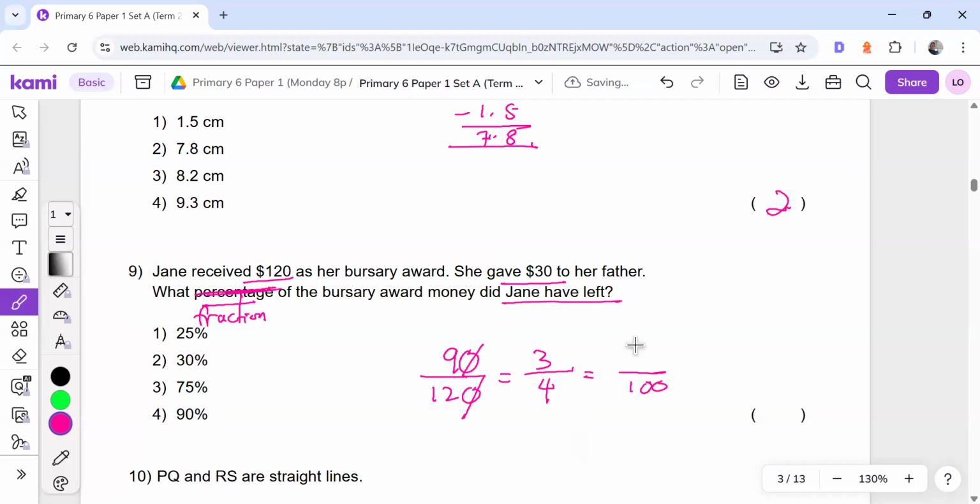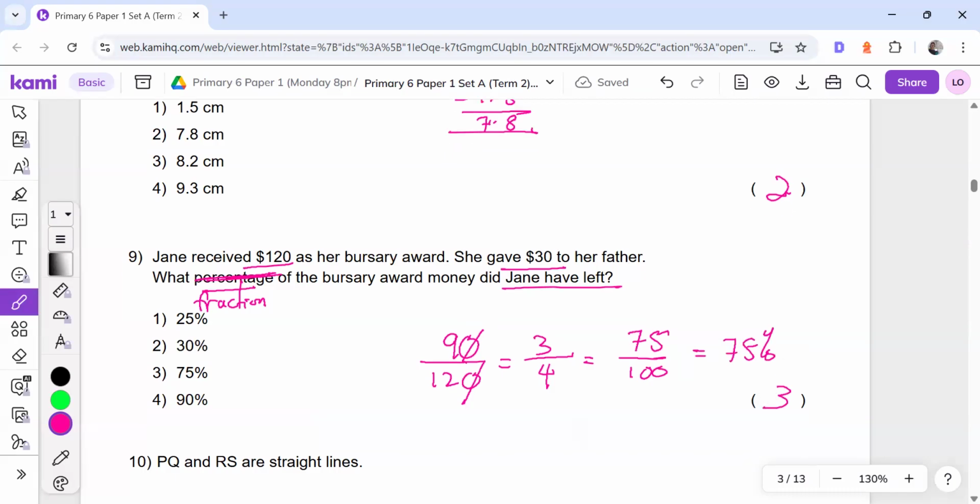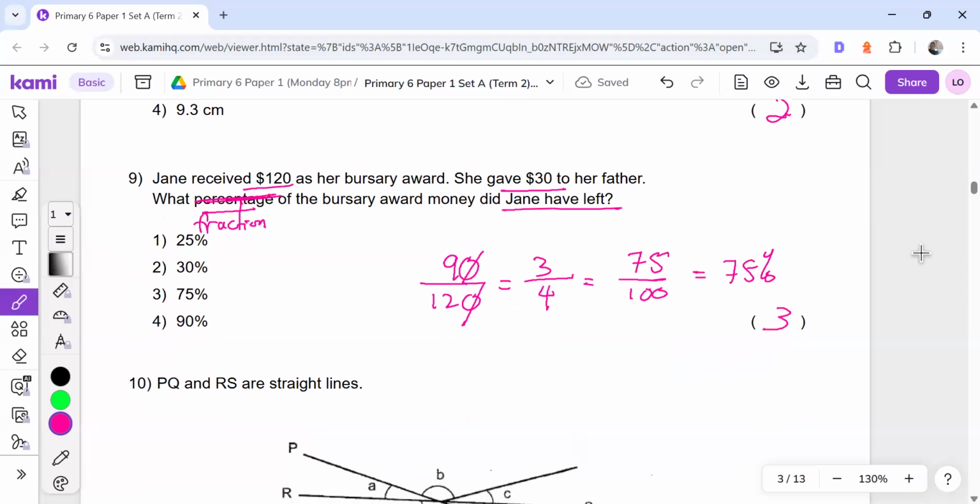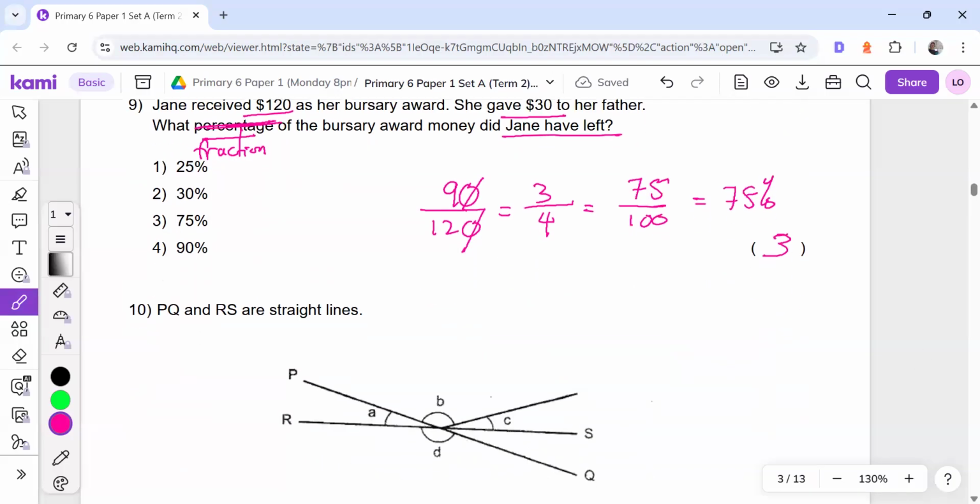and 3 times 25 is 75. So once your denominator is 100, how many percent left? 75% left. So answer number 3. Okay, billing, understand billing? All right, paper one must do well for the exam because it will pull up your total marks. Okay, question number 10.